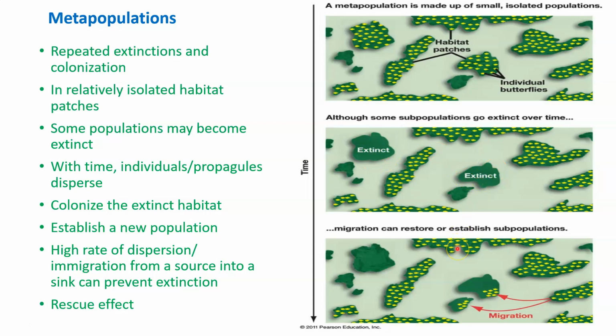And then what happens is, because of metacommunity interactions and metacommunity dynamics, although some populations go extinct, with time, migrating individuals, migrating adults, or dispersing propagules will establish in those vacant habitats.